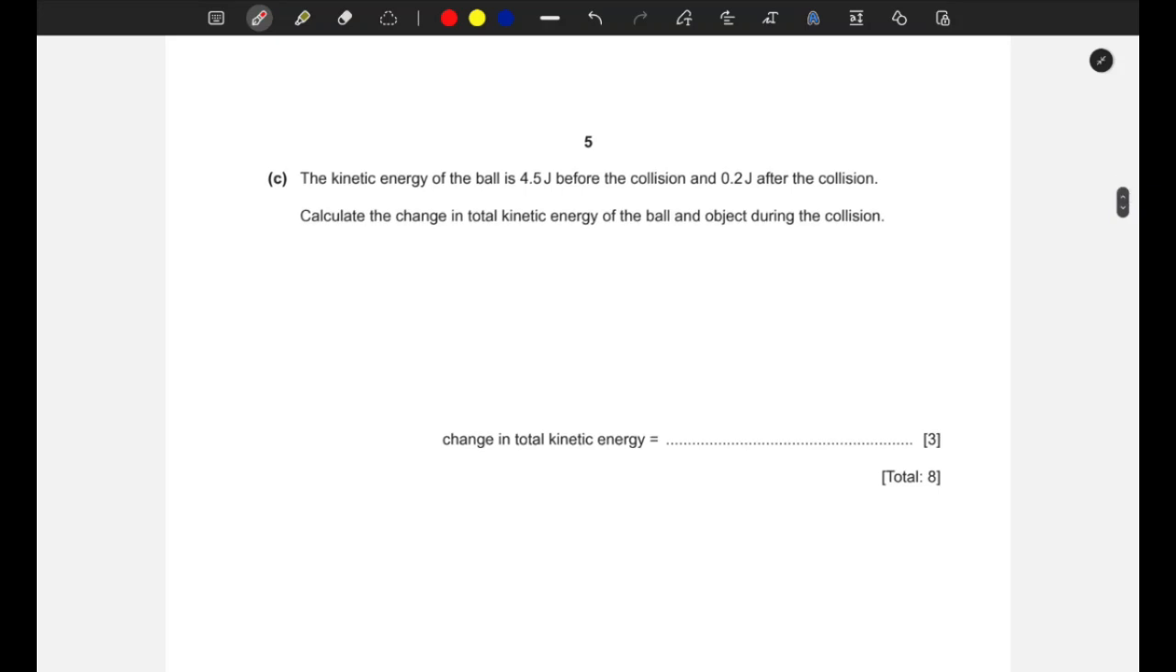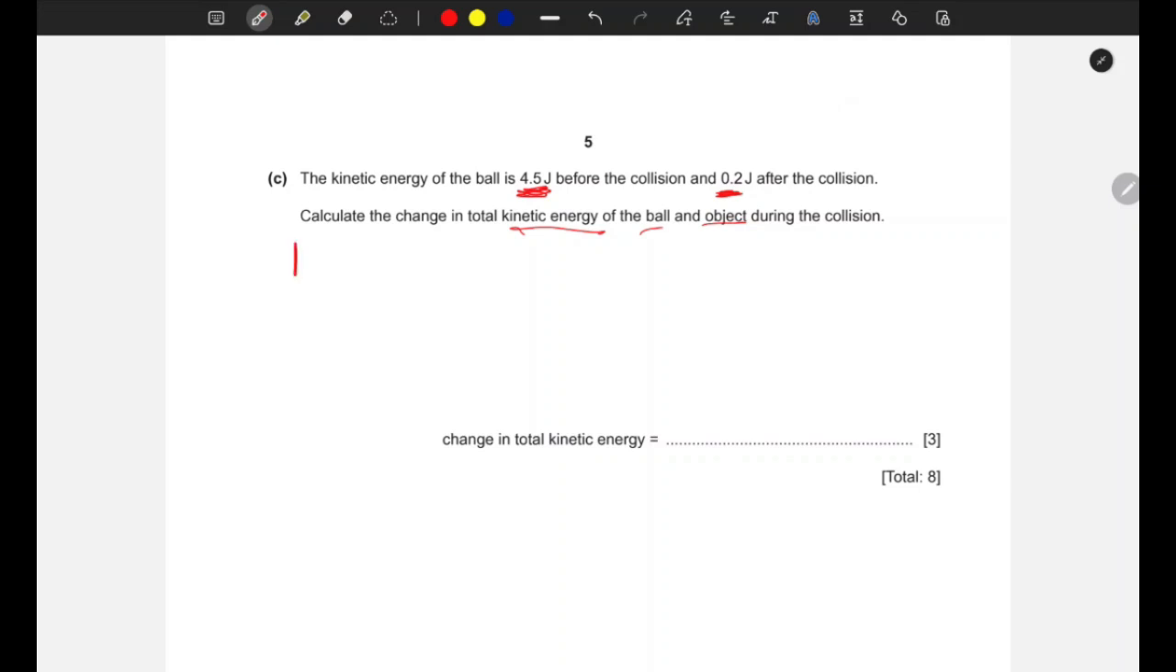Part C. The kinetic energy of the ball is 4.5 joules before the collision and 0.2 joules after the collision. Calculate the change in total kinetic energy of the ball and the object during the collision. So the initial energy before the collision, they told us it's 4.5 joules, and then after the collision, 0.2 joules was remaining. So now we have to find the kinetic energy of the object during the collision.